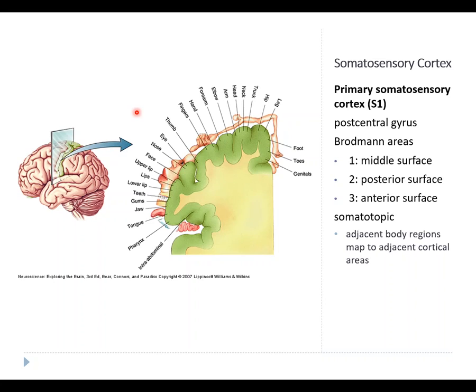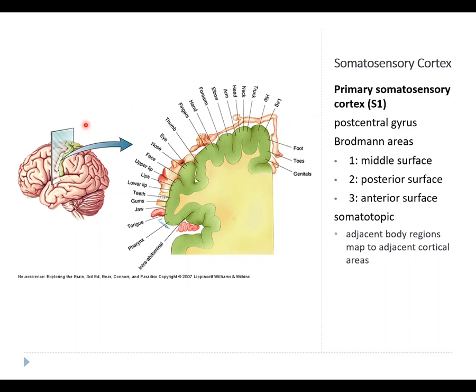One important property of the primary somatosensory cortex is that it is somatotopic. So this is yet another example of a topographic map. We saw this in the visual system. We talked about it in the auditory system. So in the somatosensory system, when we talk about a topographic map, we're talking about a somatotopic map. That just means that adjacent parts of the body are going to map to adjacent regions of the somatosensory cortex.